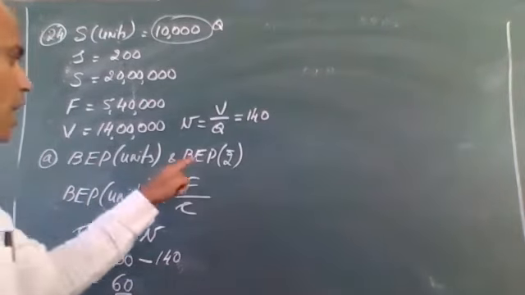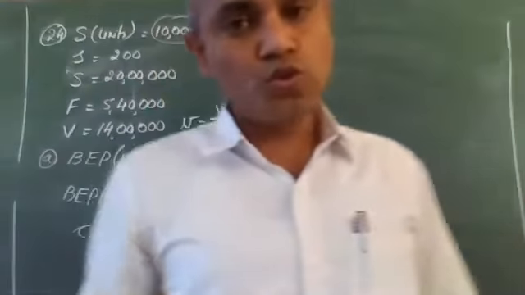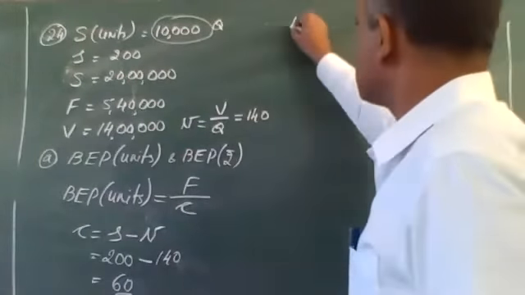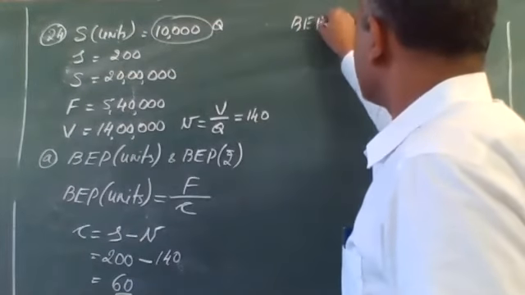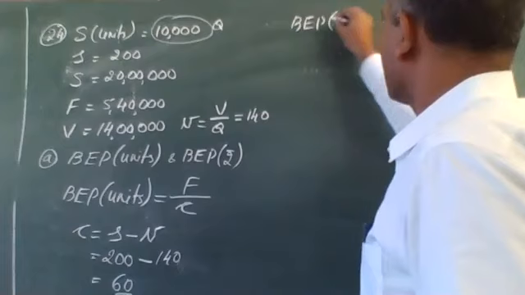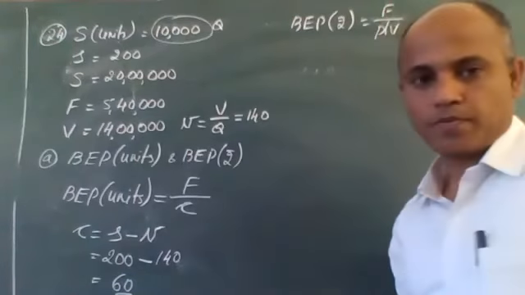Then he says, I want you to find out BEP rupees, but for that, he is asking you to use contribution margin ratio. So what formula do you suggest? Break-even point in terms of rupees. Which formula shall I use? Fixed cost by PV ratio.